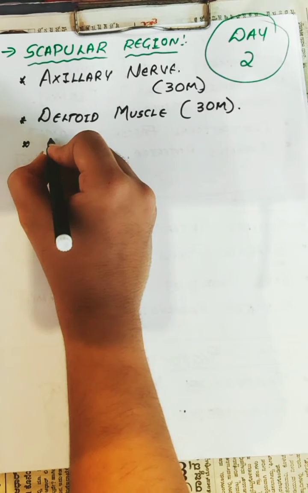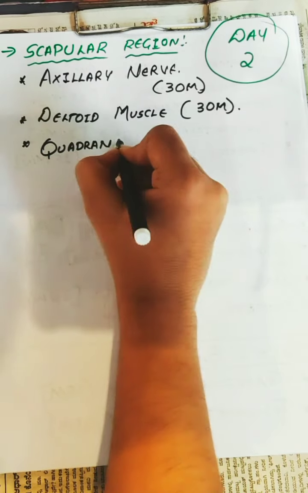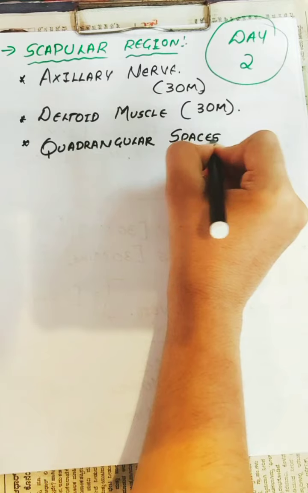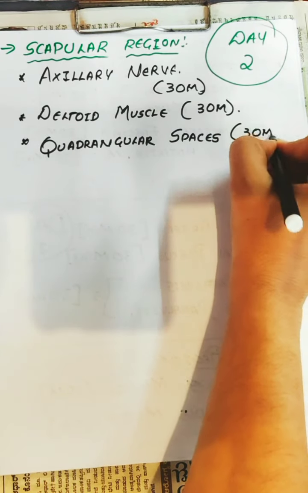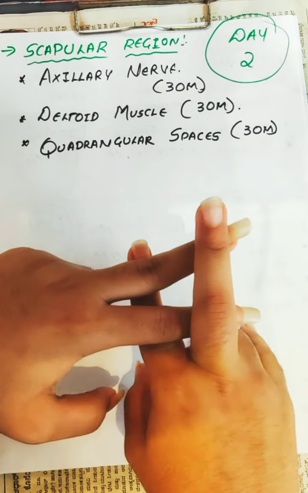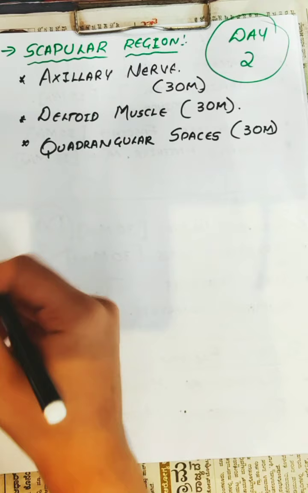The third important topic is quadrangular spaces. Take 30 minutes for it. You know those links, you have to do this, and you have to remember all the muscles present here. So that question, quadrangular spaces, 4 spaces.